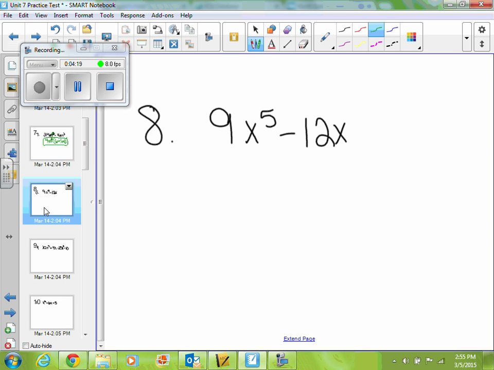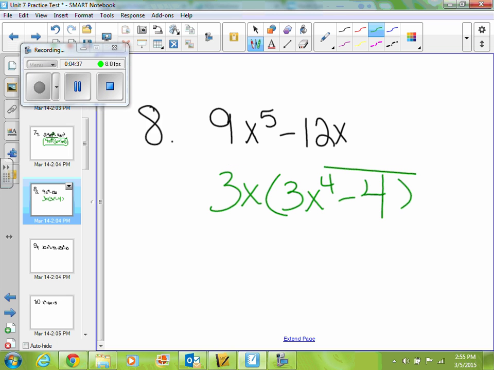Alright, on number 8, 9x to the 5th minus 12x. What goes into 9 and 12? 3x. Okay, what's 9x to the 5th divided by 3x? X to the 4th, okay. And what's 12x divided by 3x? Negative 4.